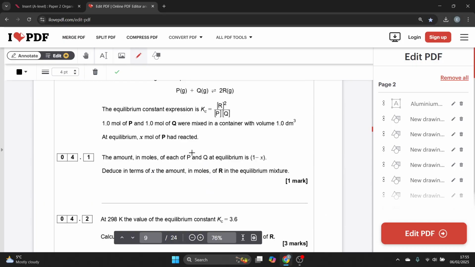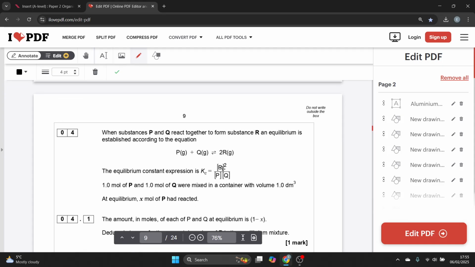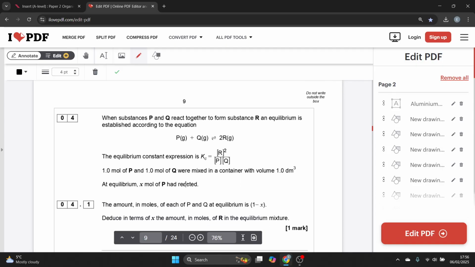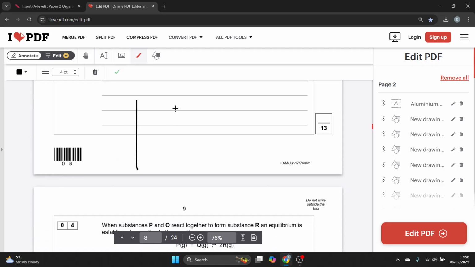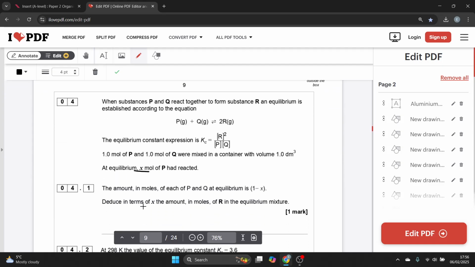Question 4. Deduce, in terms of X, the amount of moles of R in the equilibrium mixture. It tells me that 1 mole of P and 1 mole of Q are mixed in the container with this much volume. At equilibrium, X amount of P had reacted. So let's put that into the ICE method: initial moles, change in moles, equilibrium moles, and I've got P, Q, and R. The only different thing about this question is we've got algebra, we've got X. So it's going to be definitely a bit more complicated.